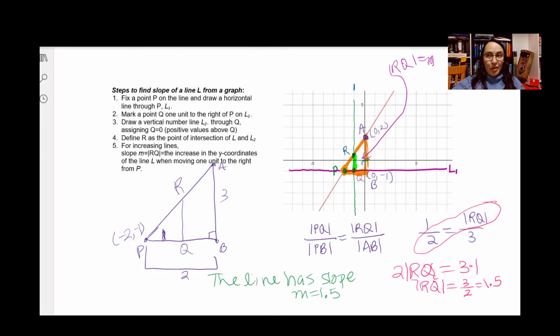We will now work together on finding the slopes of lines where they are declining from left to right.